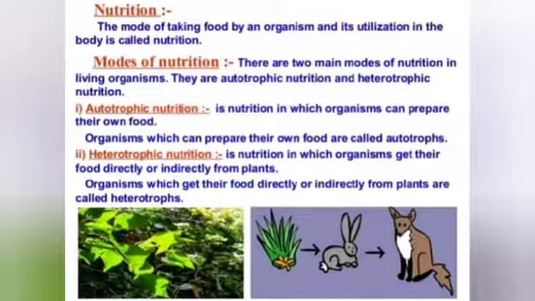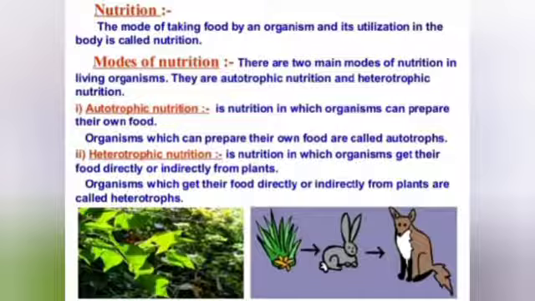What is nutrition? The mode of taking food by an organism and its utilization in the body is called nutrition. And there are two types of nutrition, that is autotrophic and heterotrophic nutrition.